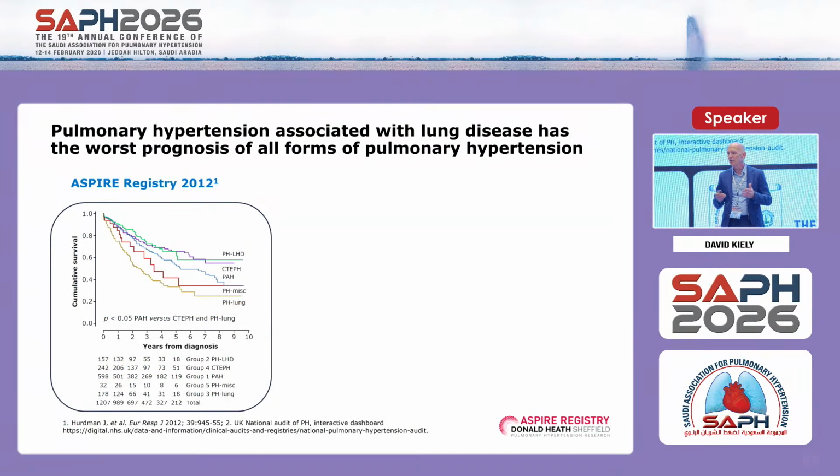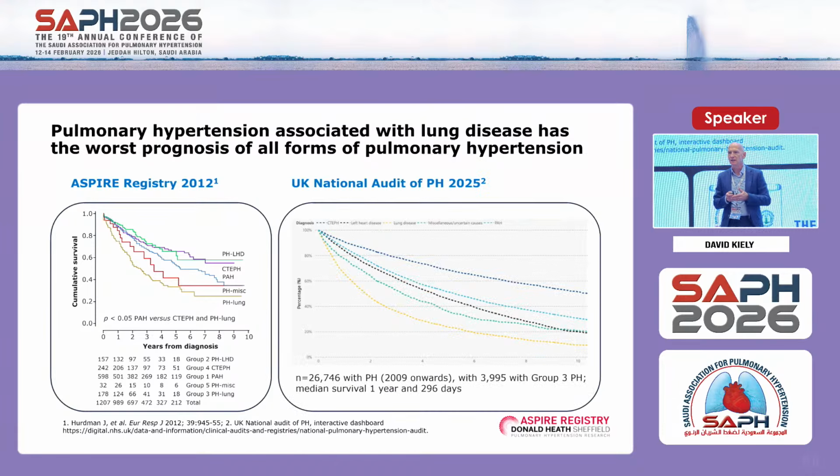So what's the scale of the problem? In the ASPIRE registry here back in 2012, we did show that patients with pulmonary hypertension in association with lung disease had the worst prognosis of patients seen at a PH referral centre. And this was independent of other important factors such as age and disease severity.